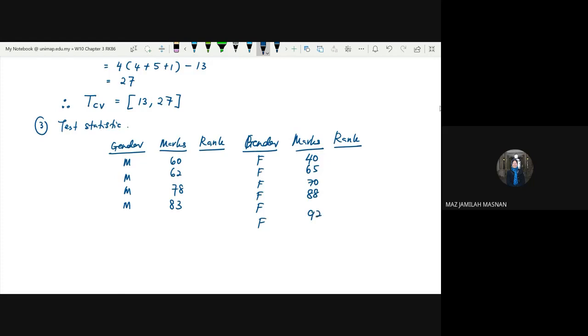So you will have to rank that, from the smallest to the largest. The first one, the smallest, is 40, followed by 60, then 62, then 65 as number 4, and then 70 as number 5, then 78 as number 6, then number 7, number 8, number 9.